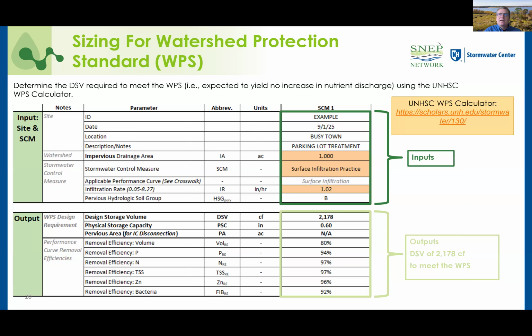Three inputs. You have one unknown, which is the sizing, which is the overall output of this calculator. So it's a little different than a performance calculator, but the whole reason for using this calculator is to find the actual size that you need to make your control in order to meet that watershed protection standard.